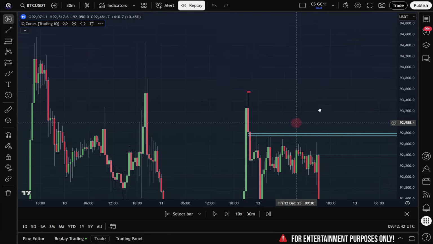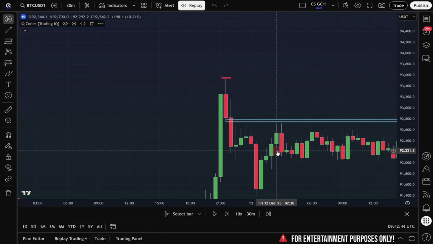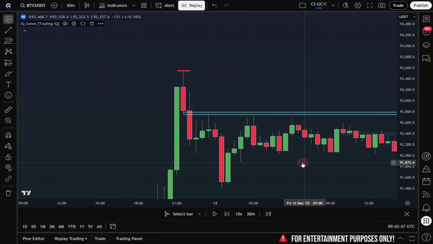Instead, what IQ zones does, and if we go back to our example where this swing high formed, is it looks all the way inside of this candlestick to determine exactly where the most volume was traded on this candlestick. Now, there is an important note for me to make. Just because we find where the most volume was traded on a candlestick does not guarantee that that is where liquidity is going to cluster in the future.